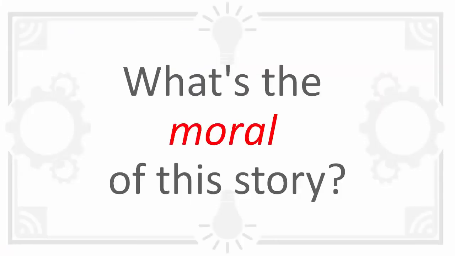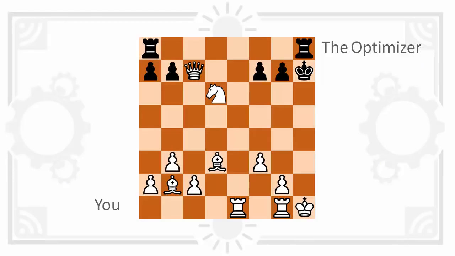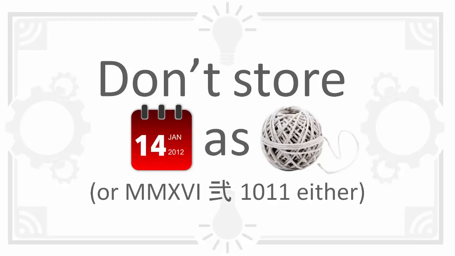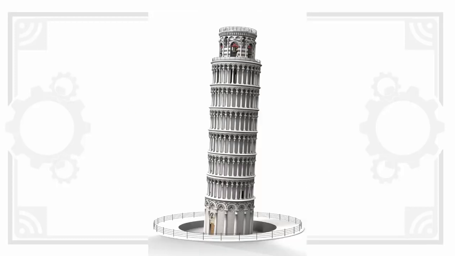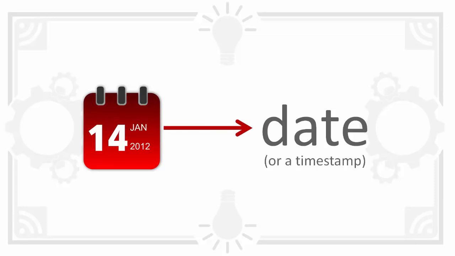So what's the moral of this story? First up, the optimizer is smart. It can take your query and rewrite it in ways you didn't expect. If you try and outsmart it, there's a good chance you'll lose. But all of this is really a long-winded way of saying, don't store dates as strings, or numbers either for that matter. Doing so puts your database on a shaky foundation, which can easily come crashing down. Store a date in a date. Believe me, you'll save yourself a lot of pain.